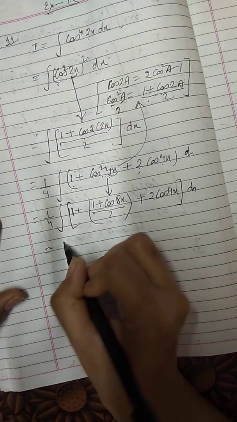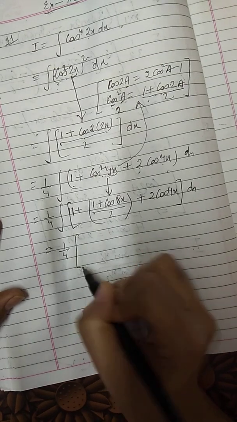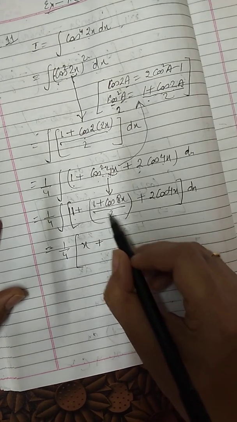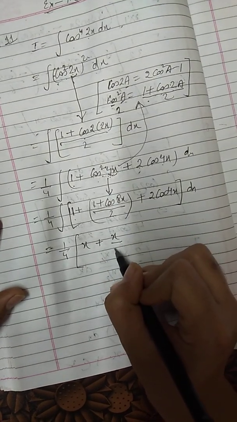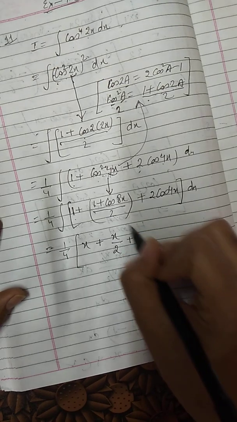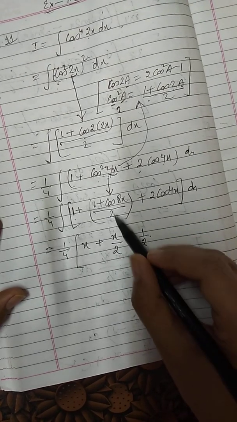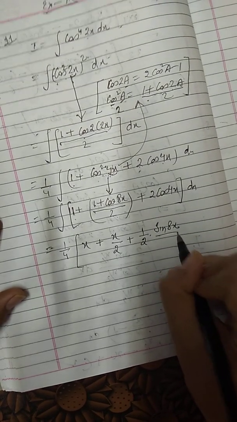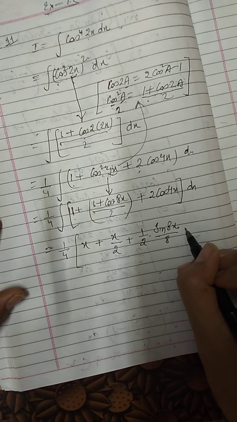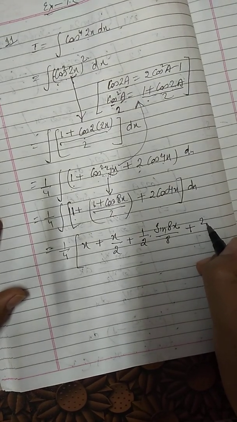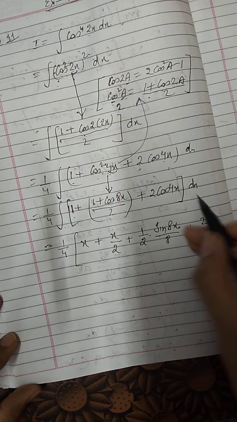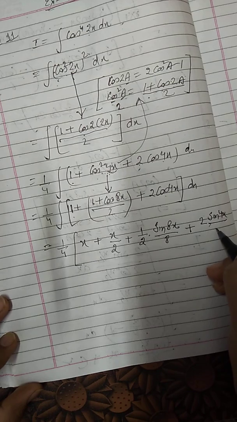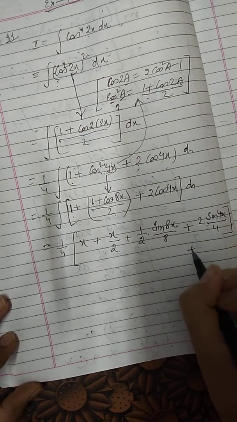Okay, so when we do the integration, 1 by 4 as such, the integral of 1 will be x, plus this 1 by 2 is there, so the integral of 1 by 2 will be x by 2, plus this 1 by 2 is constant as such, the integral of cos is sine, no change in angle, divided by the derivative of angle, 8 will come, plus this 2 is as such. And the integration of cos will be sine 4x divided by the derivative of the angle, 4.